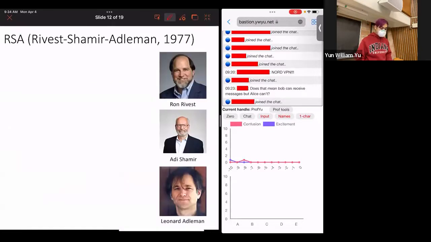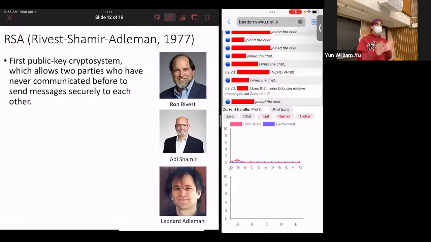So this was Rivest-Shamir-Adleman in 1977. So this is really recent mathematics because it was only invented less than half a century ago. And this was the first public key crypto system, which allows two parties who've never communicated before to securely send messages to each other. So they don't know anything about each other except one party, Bob, publishes a public key and is like, hey, if you want to send messages to me, encrypt them so only I can read them, this is how.